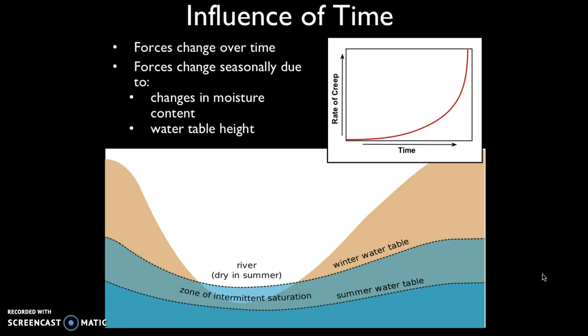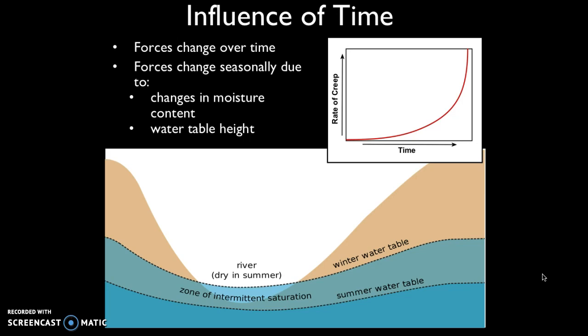Another way in which these forces change seasonally is by the water table height. That's the groundwater height below the ground surface. If your water table is higher than some of the surface water that you're seeing, then it's very likely that the soils next to that surface water, say a channel or a lake, are going to be oversaturated, and hence it is more likely for a mass wasting event to occur. You're adding to that driving force.